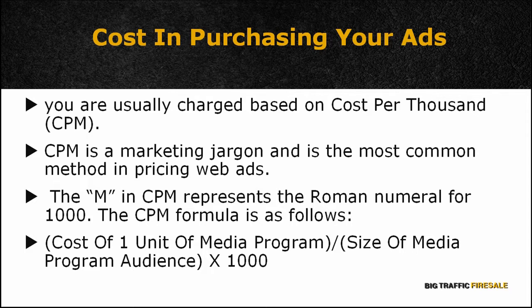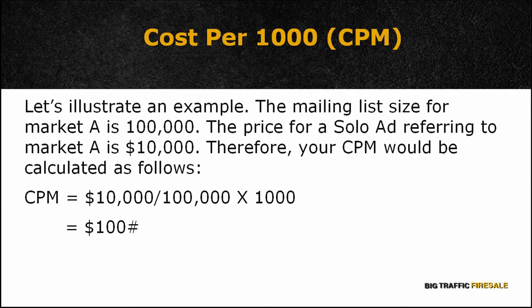The CPM formula is as follows: cost of one unit of media program divided by size of media program audience, times 1,000. Let's illustrate an example. The mailing list size for Market A is 100,000. The price for a solo ad referring to Market A is $10,000. Therefore, your CPM would be calculated as follows: CPM equals $10,000 divided by 100,000 times 1,000, which equals $100. This means it'll cost you $100 to reach 1,000 audience in Market A.